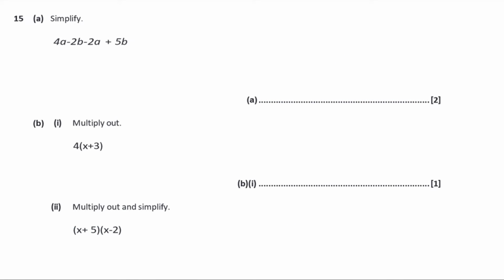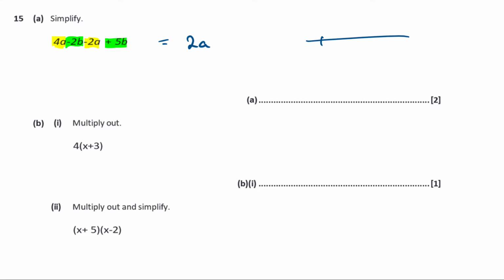Question 15a, simplify 4a minus 2b minus 2a plus 5b. So this is just a matter of collecting like terms, isn't it? So 4a is alike to the minus 2a, and the minus 2b is alike to the 5b. Okay, so let's collect those together. So 4a take away 2a, well that's 2a, and negative 2b plus 5b.